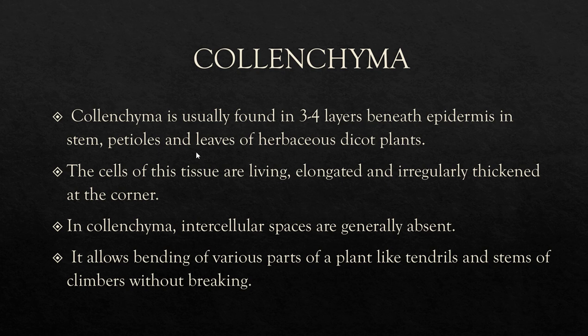Means at all the sides there is no regular thickening of the wall. Okay, some corners are more thickened than the others. In collenchyma, intercellular spaces are generally absent. As their corners are thick, the intercellular spaces are reduced to zero. It allows bending of various parts of a plant like tendrils and stems of climbers without breaking. That means we can say the flexibility is given by collenchyma.